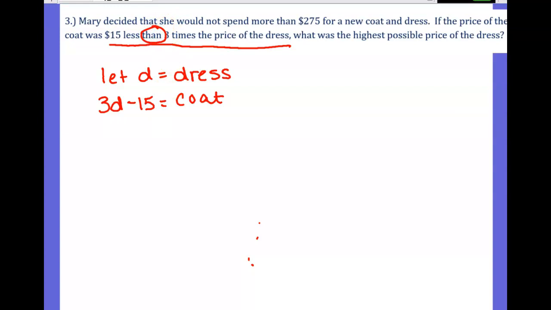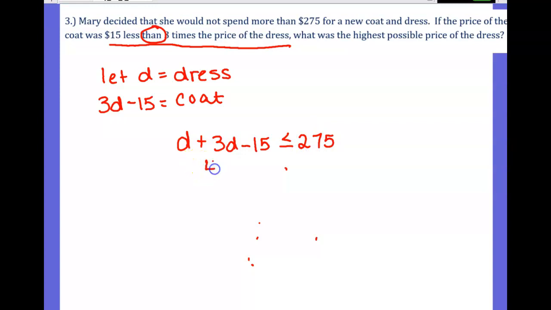Okay, so we have the dress, we have the coat. All right, we want to put them together because we don't want to spend more than $275. So we take the dress and we take the coat, and we want to keep it under $275, because she can spend $275 for it.